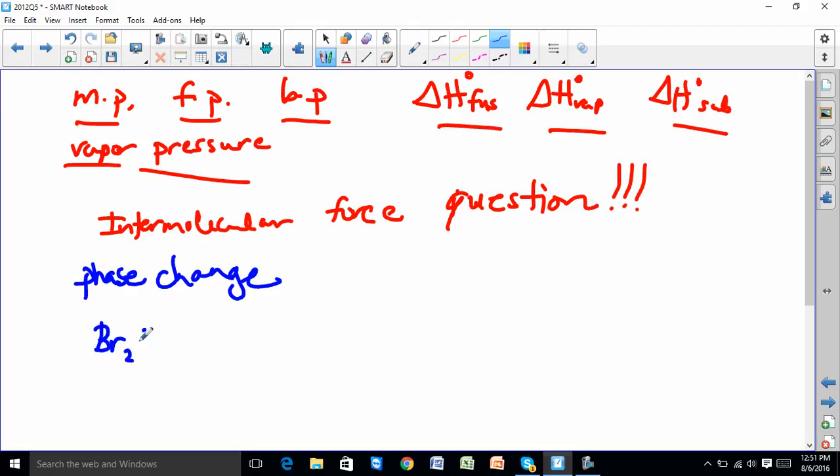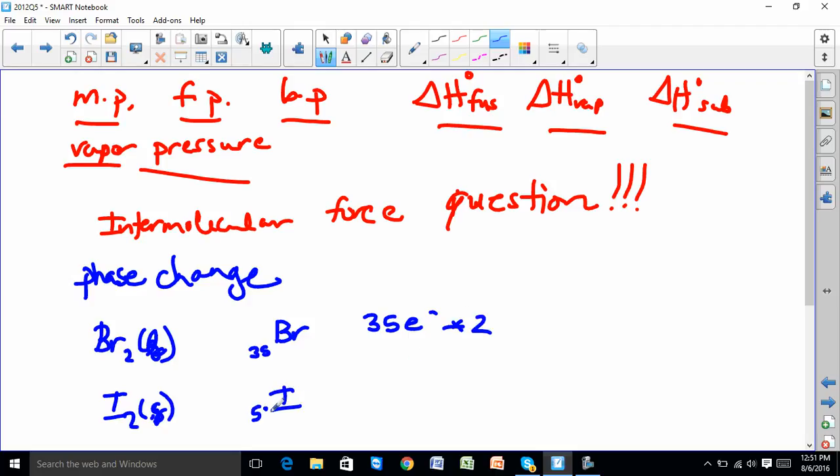Well, Br2 liquid, if you look on the periodic table, bromine is atomic number 35. That means it has 35 electrons whizzing around the nucleus at the speed of light, times 2, because it's Br2. I2, though, or sorry, this is solid. I is atomic number 53, so it has 53 electrons times 2 whizzing around the nucleus at the speed of light. So this is 70 electrons total, and this is 106 electrons total.